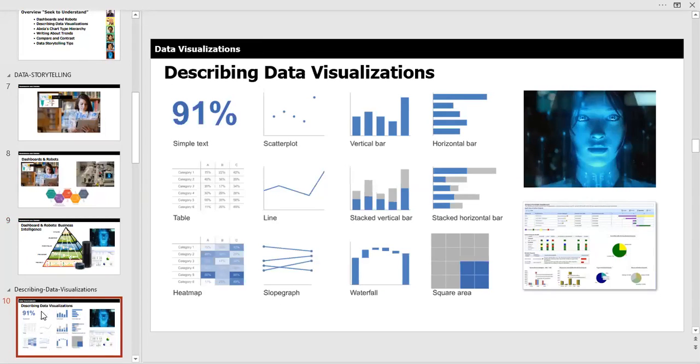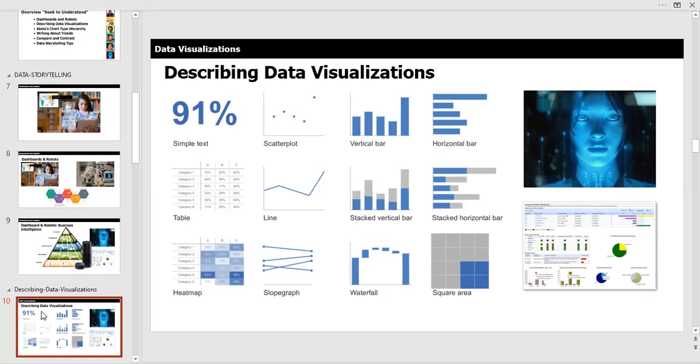Now, one of the terms used in the business intelligence world to describe what most of us call charts and graphs is data visualizations. I don't know if you use that term or not, and I'm not saying that it's carved in stone, but generically speaking, charts and graphs are usually called data visualizations, and you set them up on a dashboard. So you can see Cortana on the right, and a small image of a dashboard down below, and it includes all kinds of things: simple text, tables, heat maps, scatter plots, lines, slope graphs, vertical bars, stacked bars, waterfall, horizontal bars, stacked horizontal bars, square areas. Those are just a few of the many, many examples of visualizations that are available to you to describe what's going on, to tell your story.